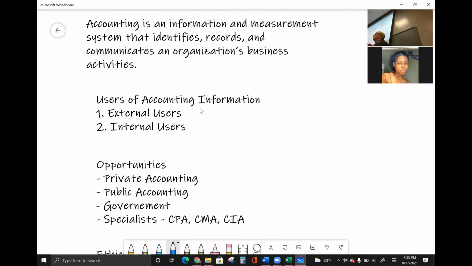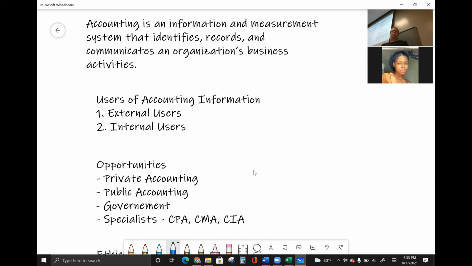How is it useful if it's not accurate? So we want to make sure that the information that's going in is recorded correctly. So in accounting, there's a lot of opportunities, right? So we have private accounting, which we call industry, public accounting. So I have a CPA license, so I can work in public accounting. I don't, I actually work in industry.